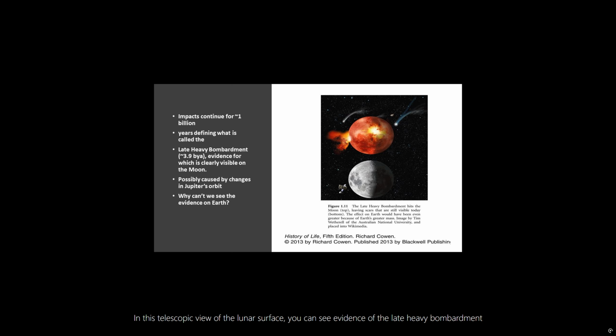In this telescopic view of the lunar surface, you can see evidence of the late heavy bombardment in the lunar highlands, the light areas, which are heavily cratered. The dark areas are called the lunar mare. They are basalt flows that we know are younger than the highlands because of the lack of heavy cratering and because of cross-cutting relationships.